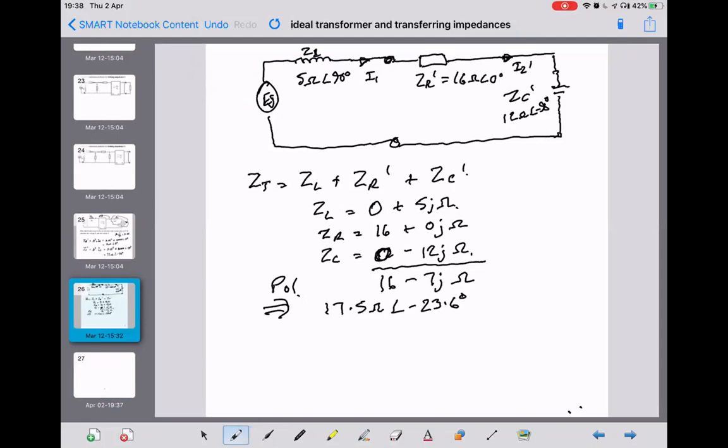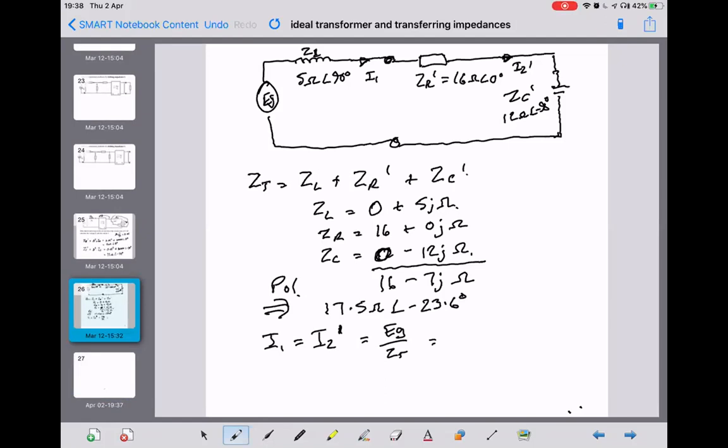So now we know the total impedance of that circuit, which is the impedance seen by the generator. We can calculate I1, which is also equal to I2 dash, because as a series circuit, it's just one current. And that is EG over ZT.